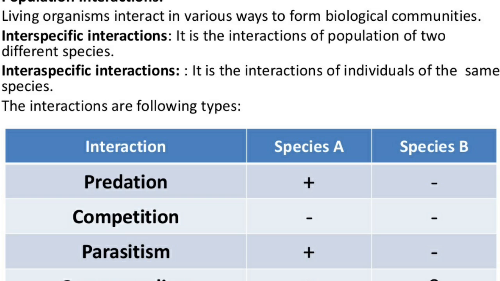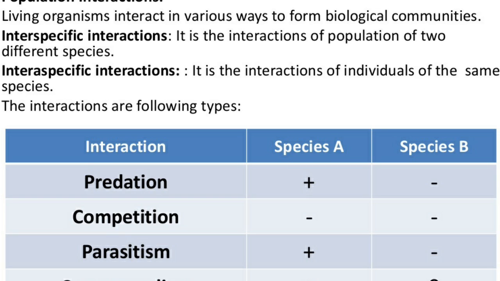Living organisms interact in various ways to form biological communities. Interspecific interactions are the interactions of populations of two different species. Intraspecific is the interaction of individuals of the same species. The interactions are of the following types: predation, competition, parasitism.